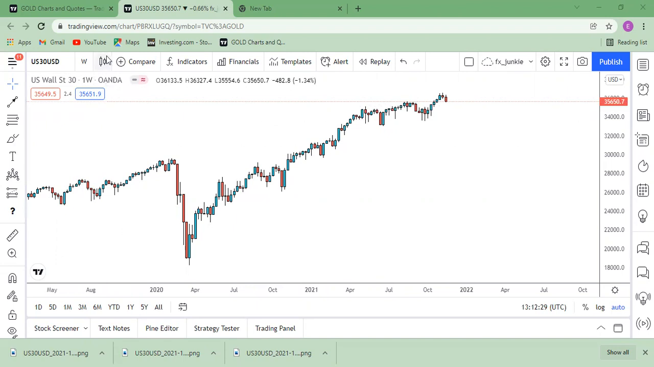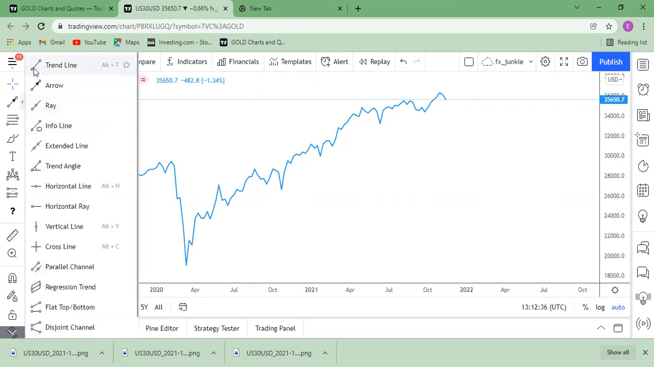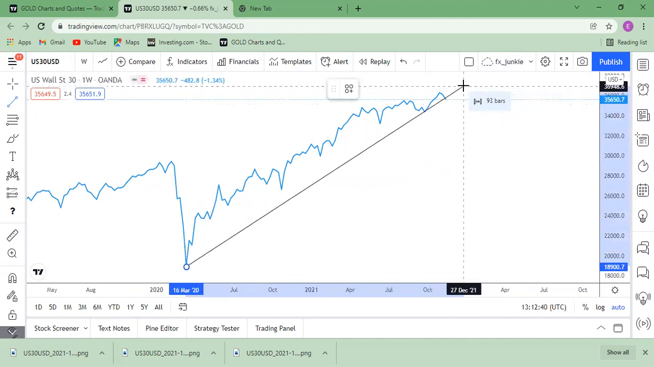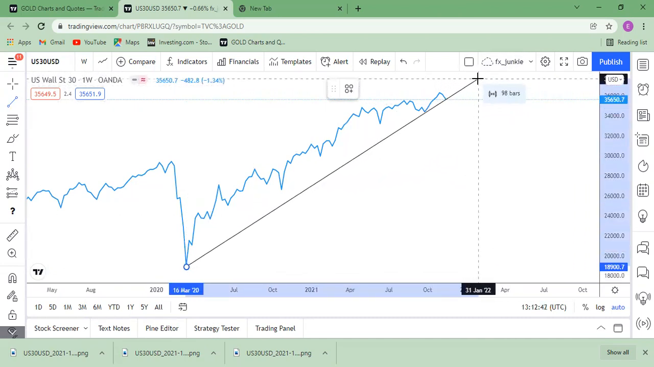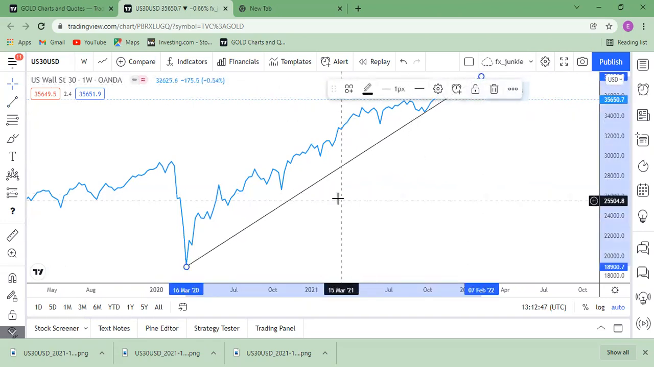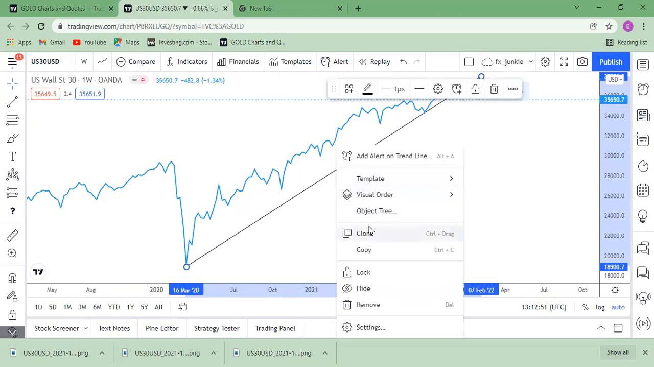So I'm gonna start with my line chart and get my diagonal supporting trend line. Just trying to see what's happening here. And of course, I'm gonna clone it just to see.